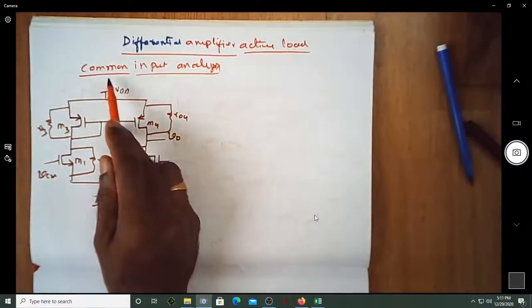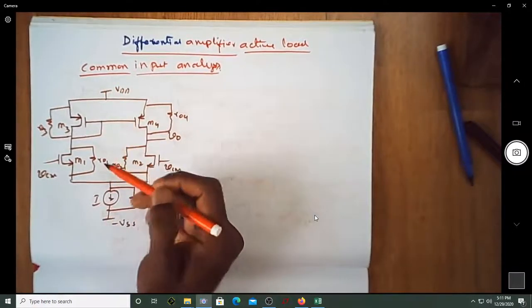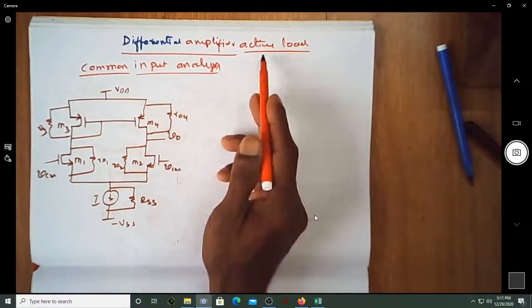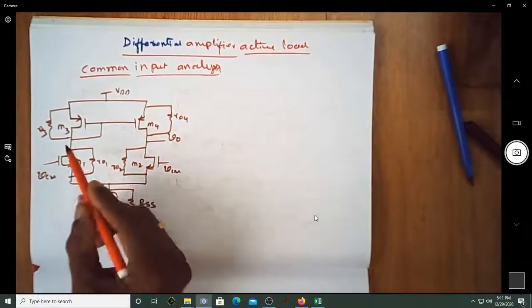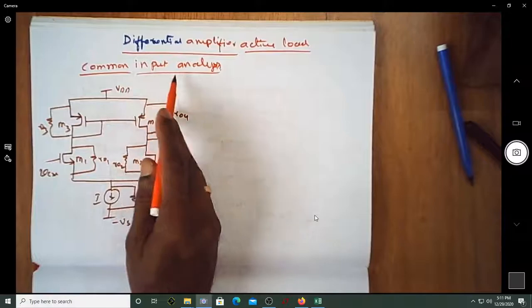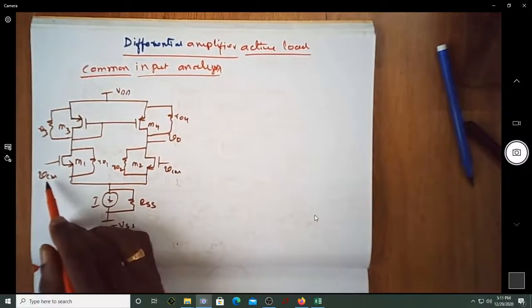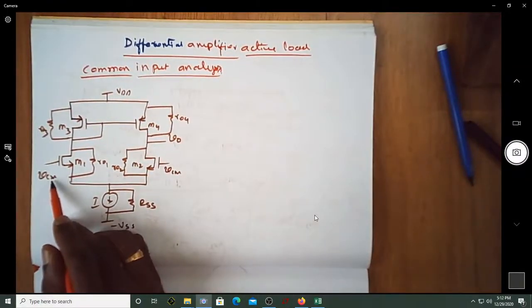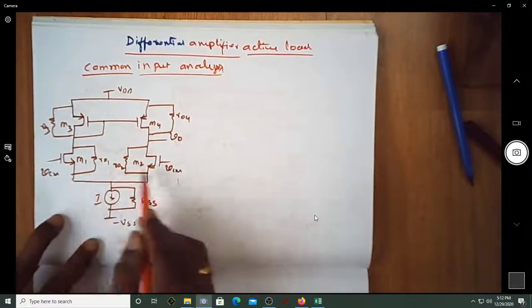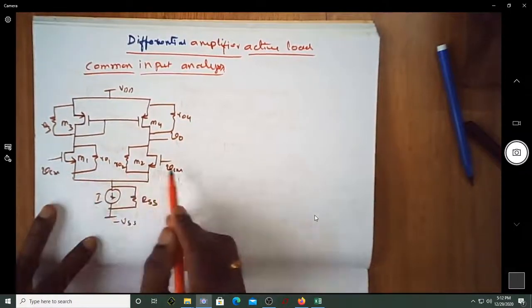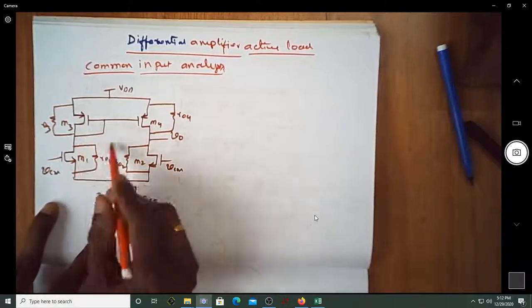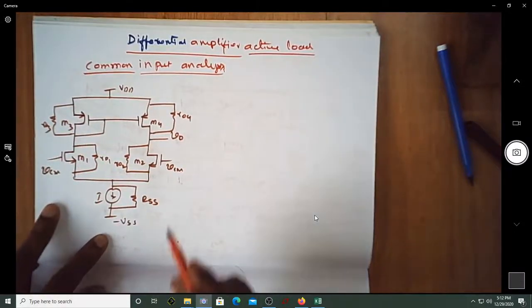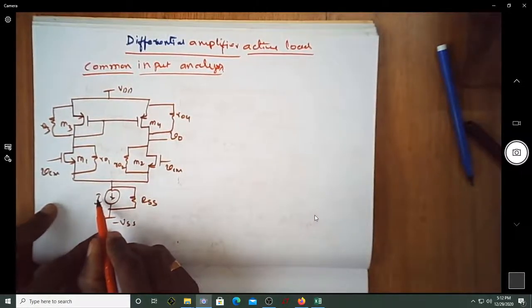So now we shall find out how do we analyze this differential amplifier with active load, that is the current mirror load, if we apply a common input voltage. So the common input voltage that is considered here is VCM. Here you can see the VCM is applied to both the inputs, VCM as well as VCM here. Of course this is the MOSFET, sorry, the differential amplifier. We are considering a current source, tail current of I.